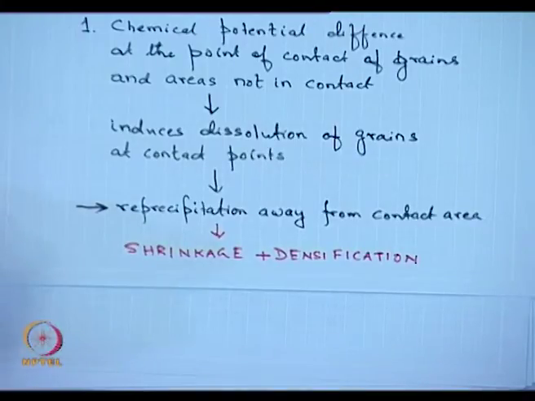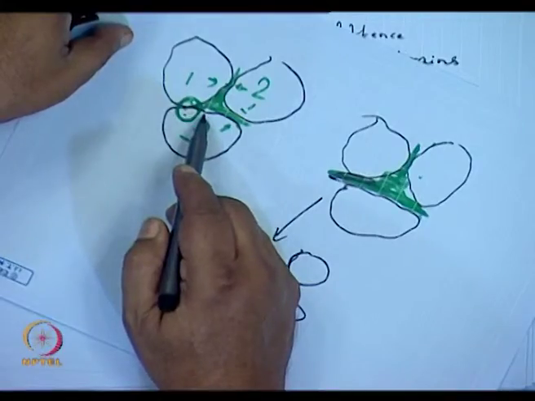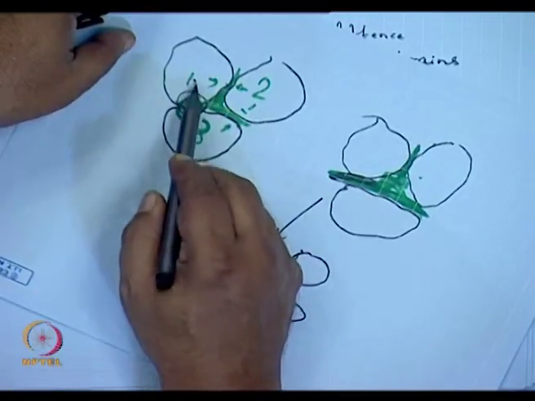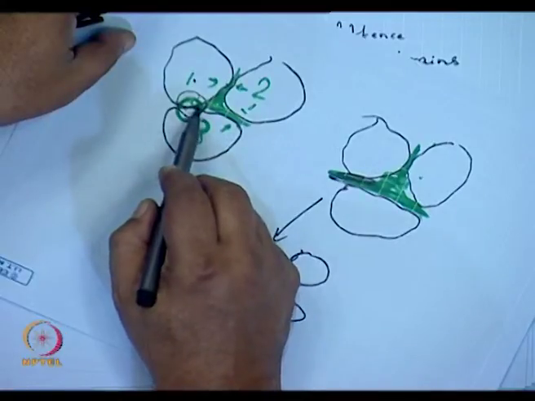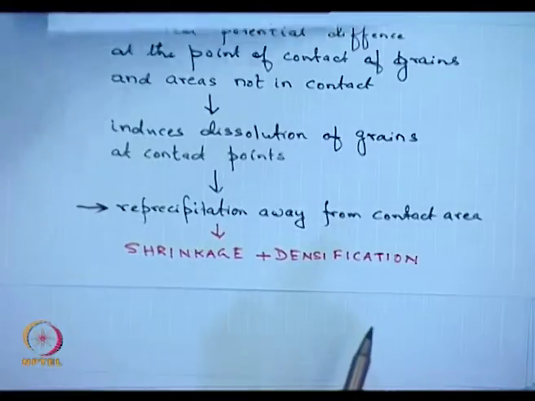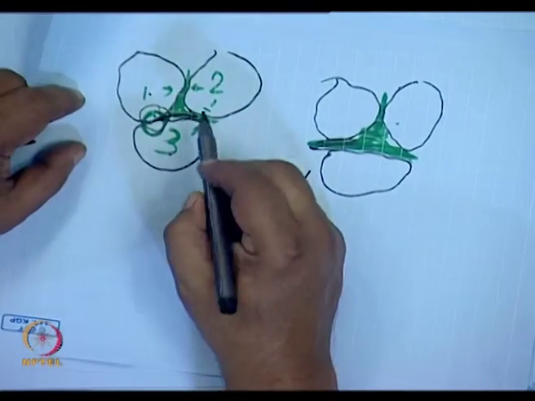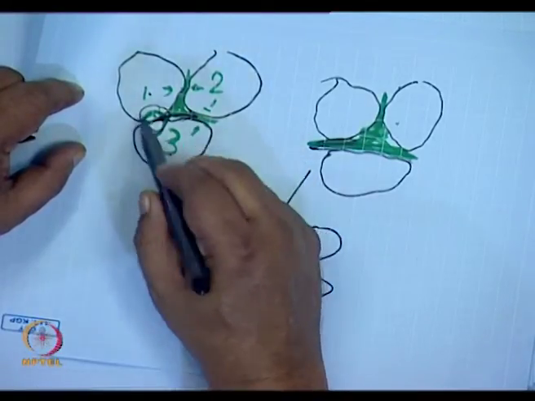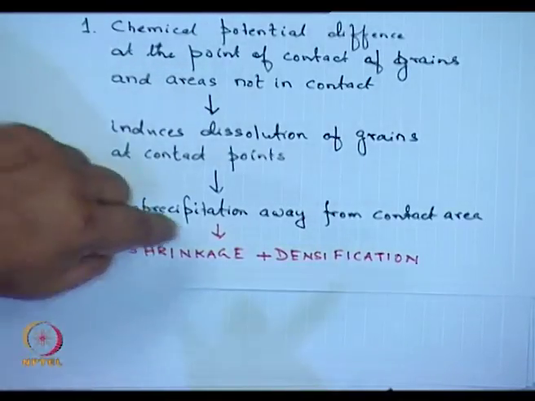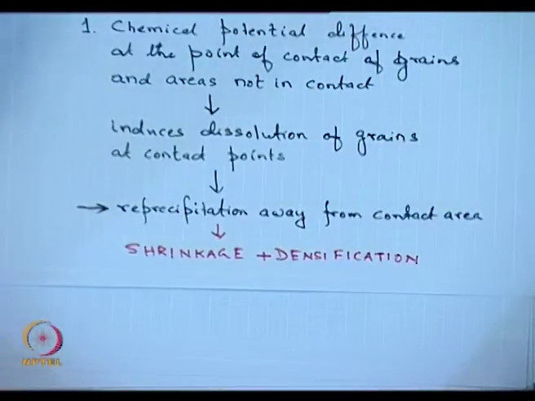Why? What I meant to say in full language is the liquid will dissolve the sharp edges, will dissolve the contact areas, so that these areas become rich in whatever is there in 1 and 3, and they will diffuse out to this area which is less lean. And over there again, as this liquid gets richer in 1 and 3, they will start reprecipitating. That is what I have talked of, reprecipitating from the contact area, which leads to shrinkage and densification.